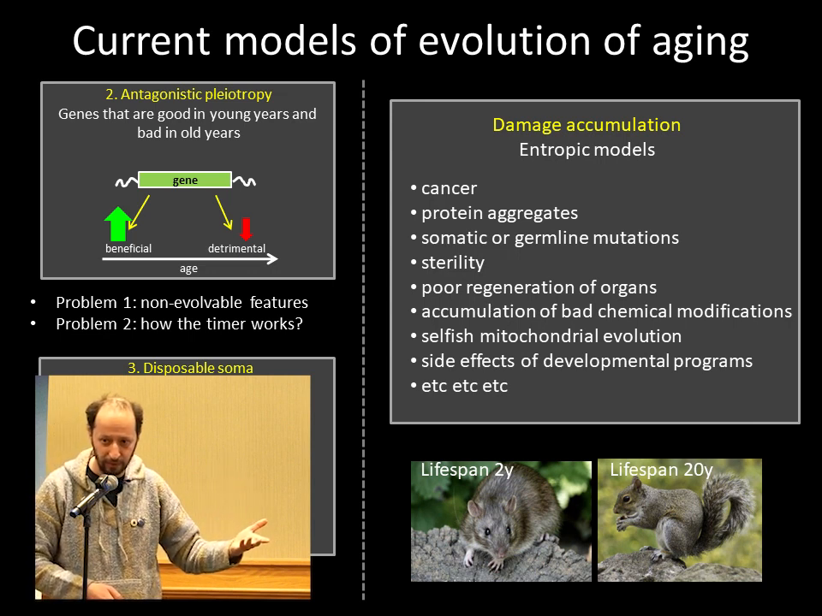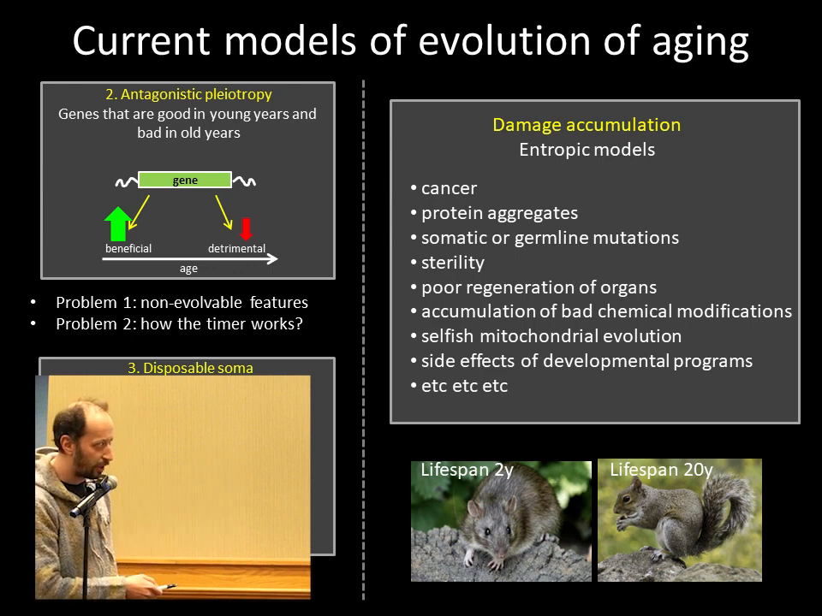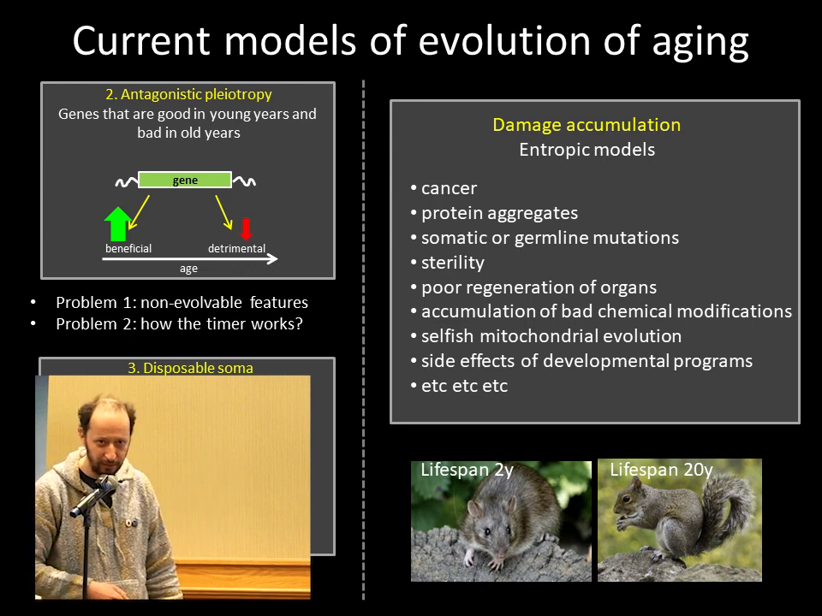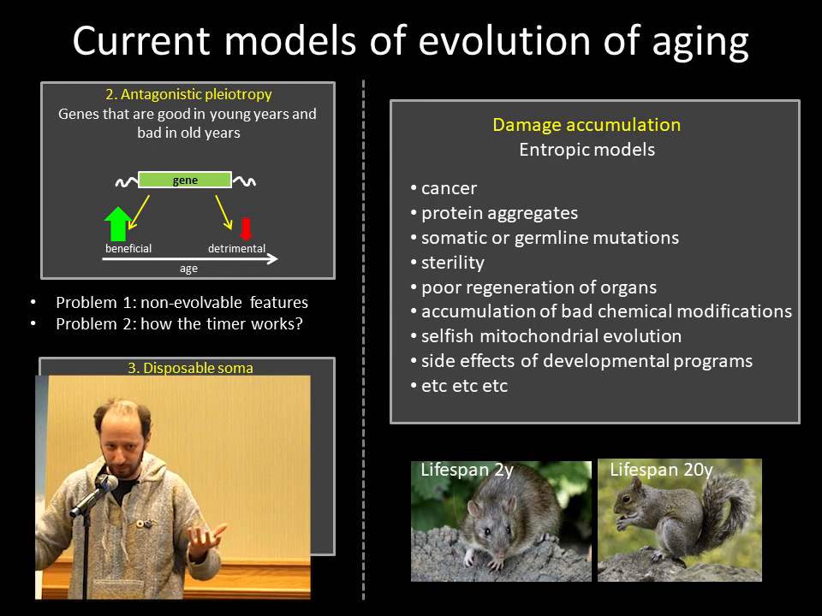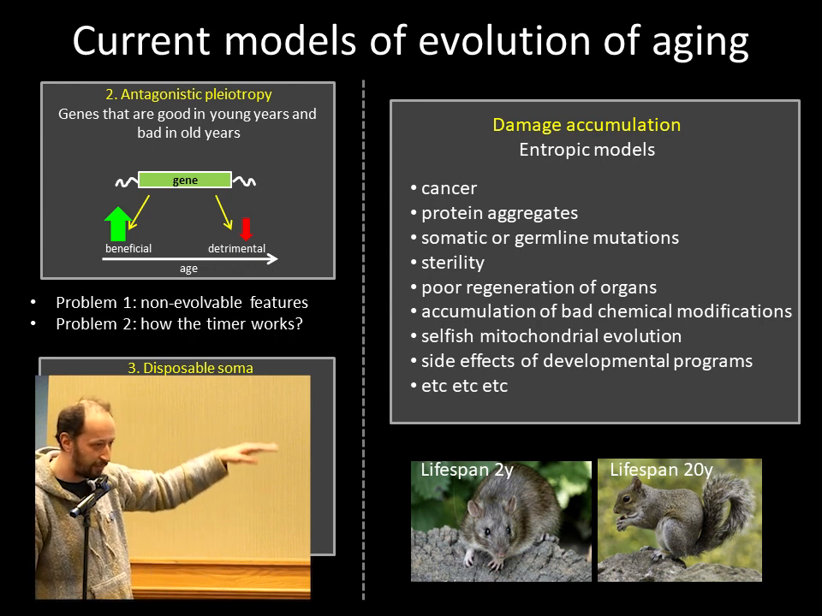So all of them, if you try to challenge them with our rat and squirrel test, they fail. Let's say we say aging happens because of cancer. So a rat ages because of cancer, but a squirrel ages 20 years later. So somehow it managed to. And the same is true for every point in this list.